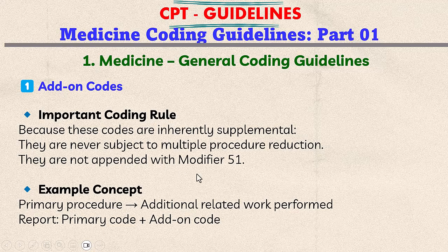Important coding rules: because add-on codes are inherently supplemental, they are never subject to multiple procedure reduction. Also, modifier 51 is never appended. Conceptually, with the primary procedure, additional related work is performed. Report the primary code plus the add-on code.